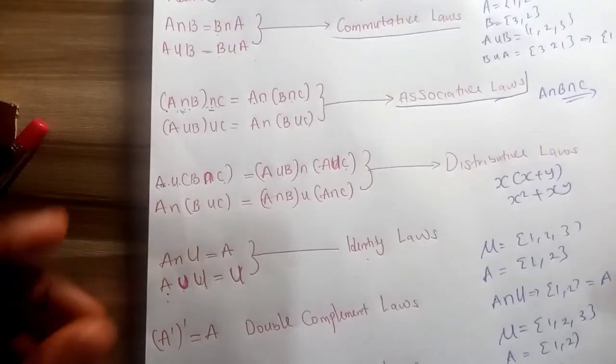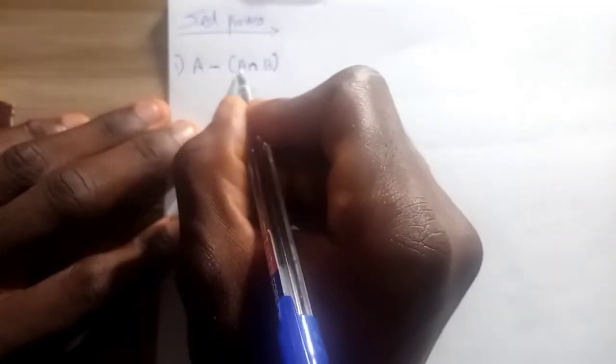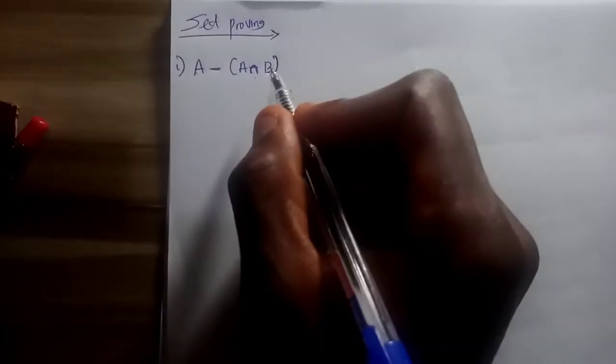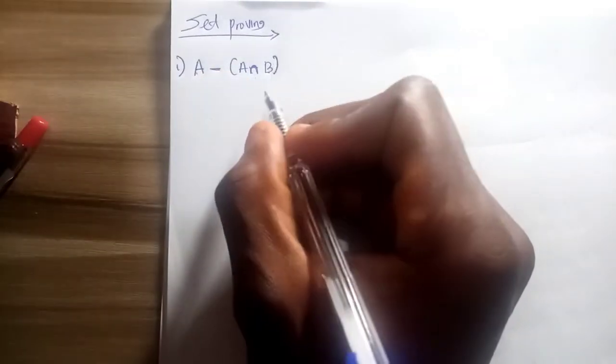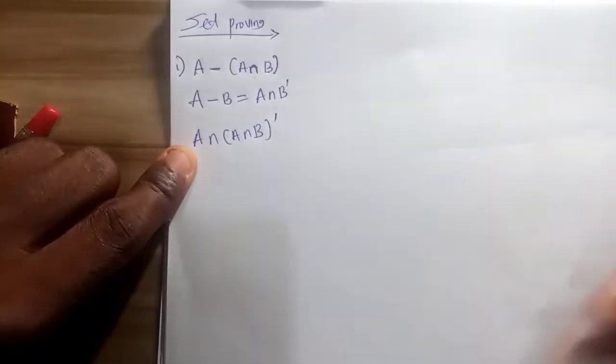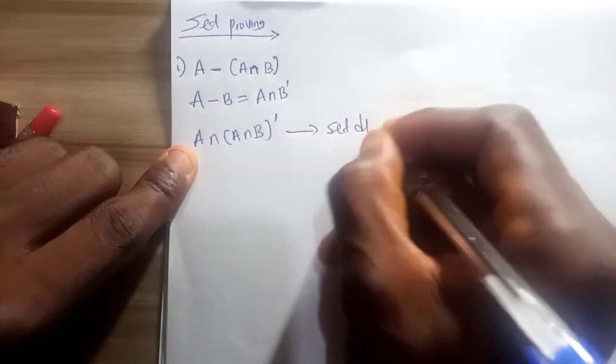Now, I showed you these laws before, so please, if you have not got the video on these laws, try to get it. Now, if you want to solve this one, this is A difference A intersect B, right? That is the meaning. A difference A intersect B. And I showed you that we talked about difference in the first video. A difference B is the same as saying A intersect B prime. That means we can change this to A intersect A intersect B prime. This is the set difference.